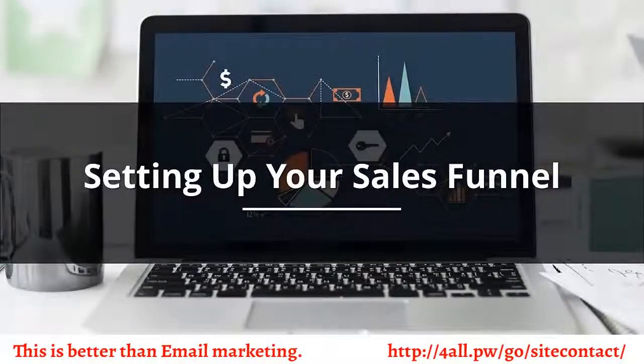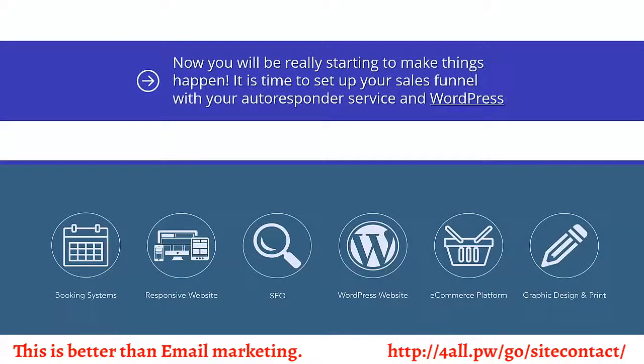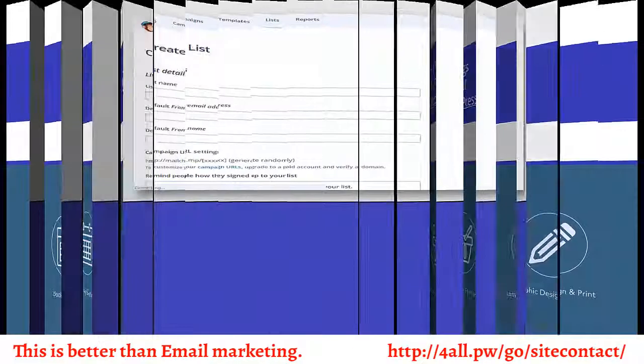Setting up your sales funnel. Now you will be really starting to make things happen. It is time to set up your sales funnel with your autoresponder service and WordPress. To make the setup complete, you will need your OTO product ready to go so that it can be uploaded to your web hosting account.